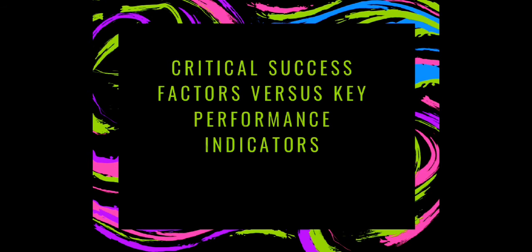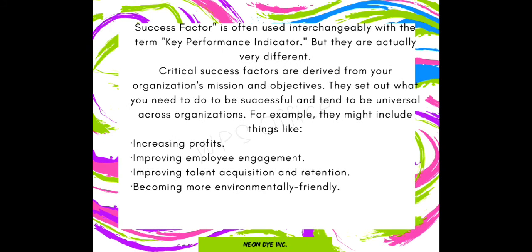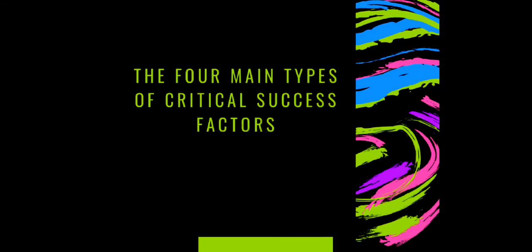Critical success factors versus key performance indicators. The term critical success factors is often used interchangeably with the term key performance indicators, but they are actually very different. Critical success factors are derived from your organization's mission and objectives. They set out what you need to do to be successful and tend to be universal across organizations. For example, they might include things like increasing profit, improving employee engagement, improving talent acquisition and retention, becoming more environmentally friendly.